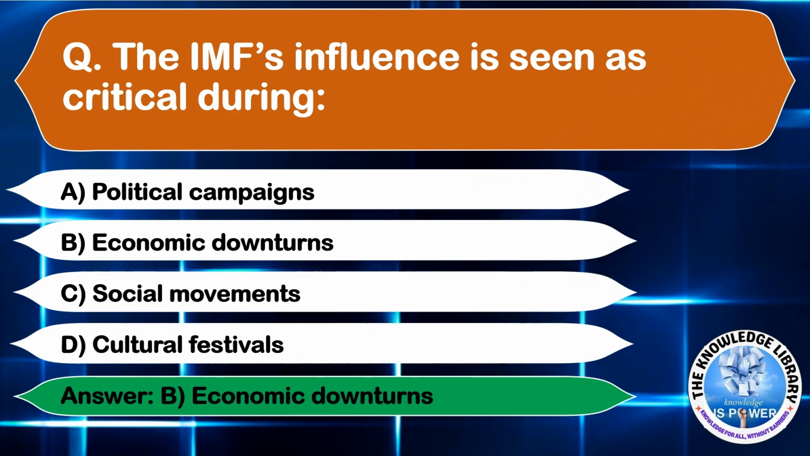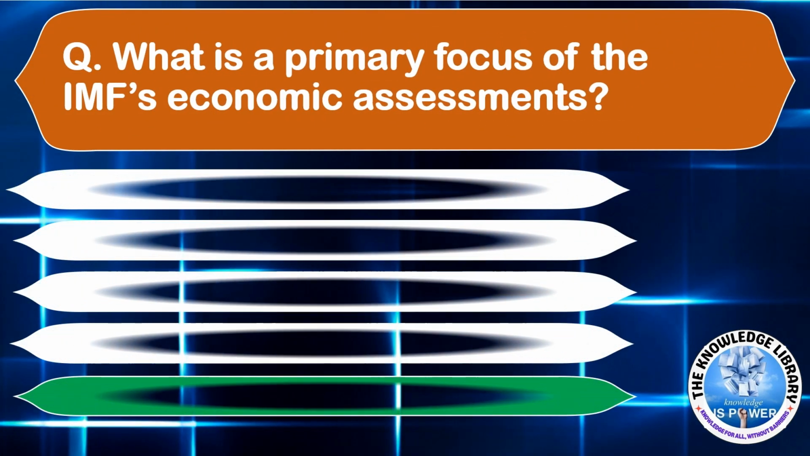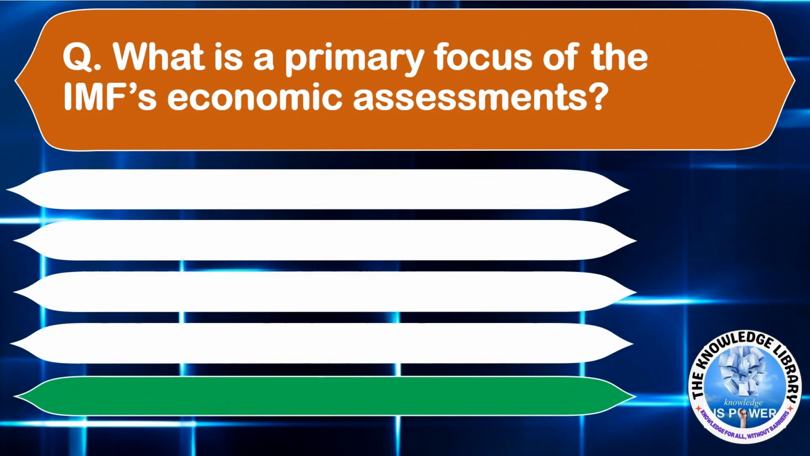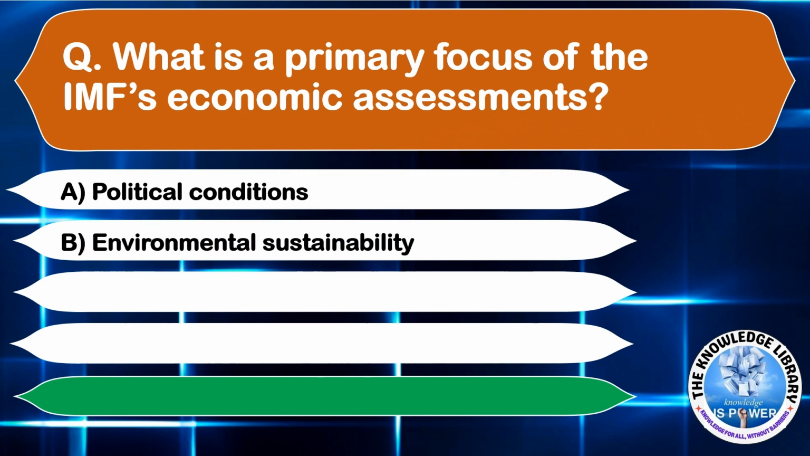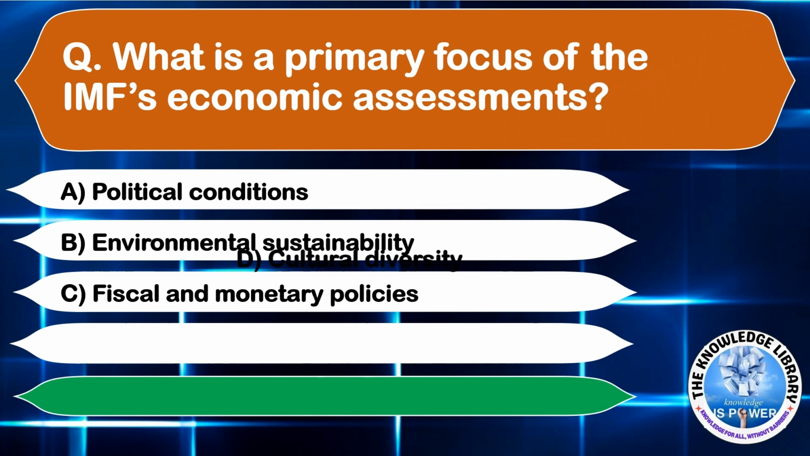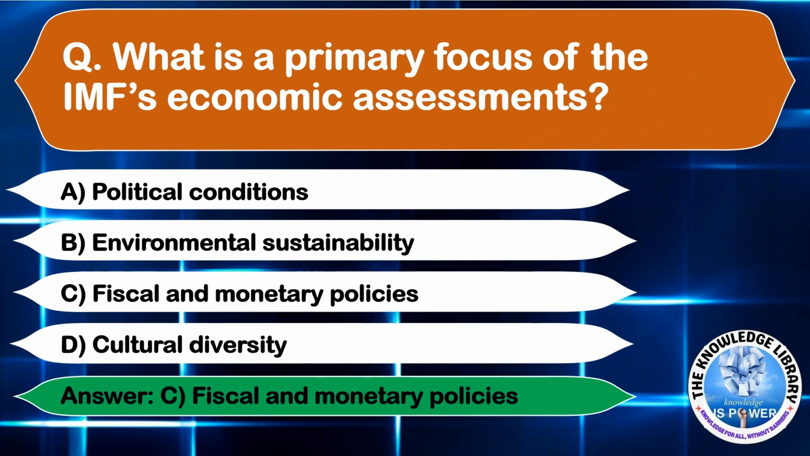The next question is, what is the primary focus of the IMF's economic assessments? Option A, political conditions, option B, environmental sustainability, option C, fiscal and monetary policies, option D, cultural diversity. Answer is option C, fiscal and monetary policies.